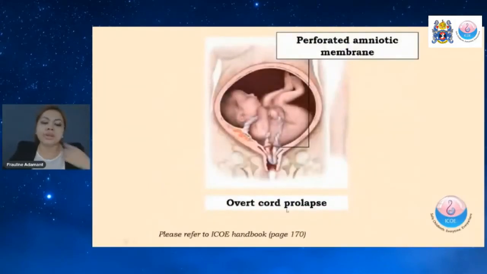Take a look at this picture for a better understanding of the definitions of cord prolapse. This is the situation of overt cord prolapse. As you can see, the amniotic membrane is ruptured and the cord is coming down first into the cervical canal. This picture you can find in our ICO handbook at page 170.